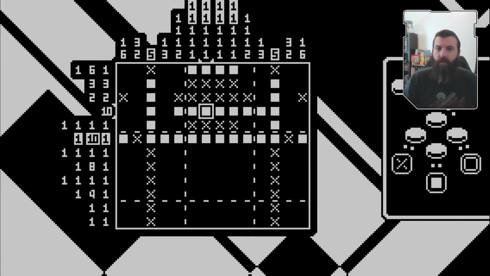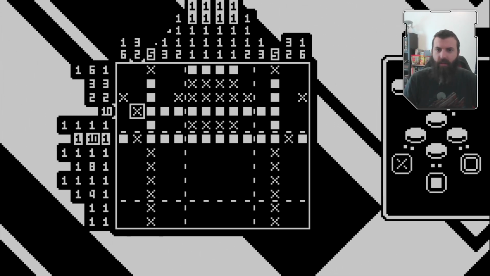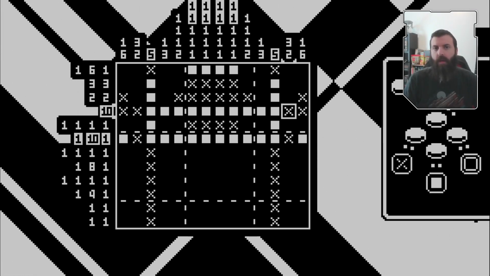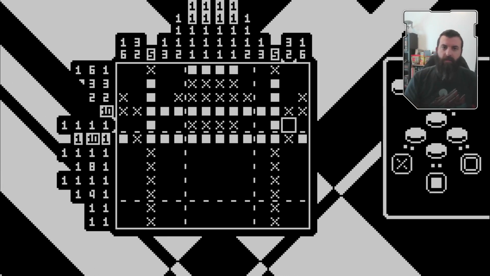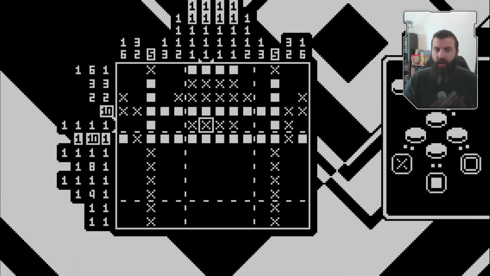We know that this 10 is continuous, so that locks that in. I think that actually completes our 10, yeah. So there we go, there's our 10 on that one. Beautiful. Looking vertically, we've got a 3-2, couldn't fit a 3 or a 2 right there.